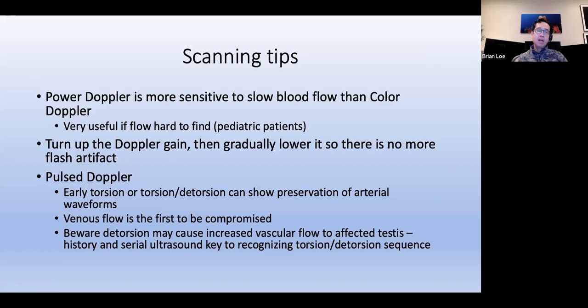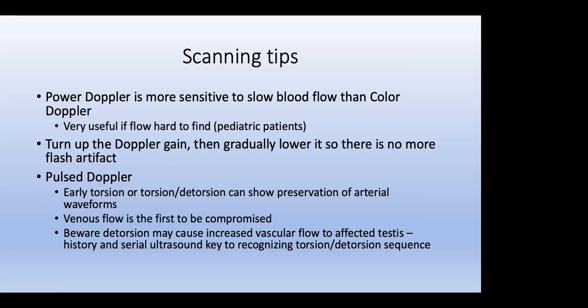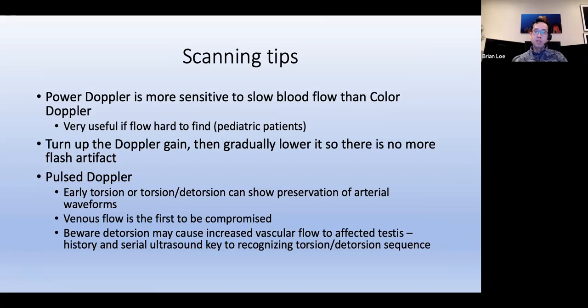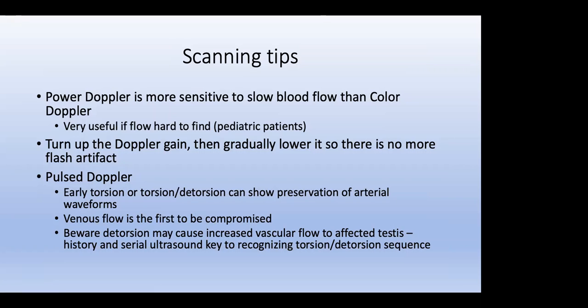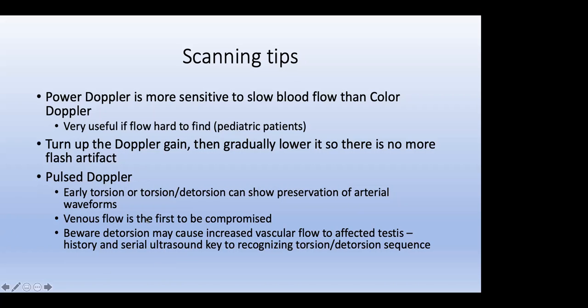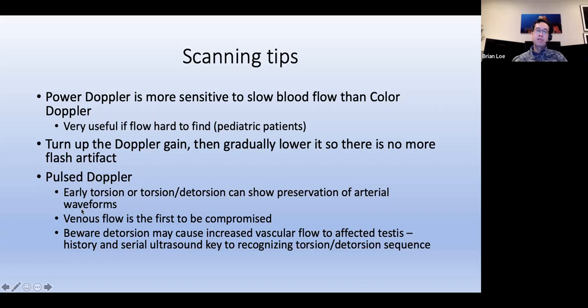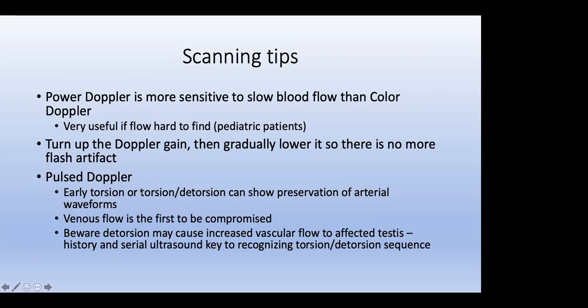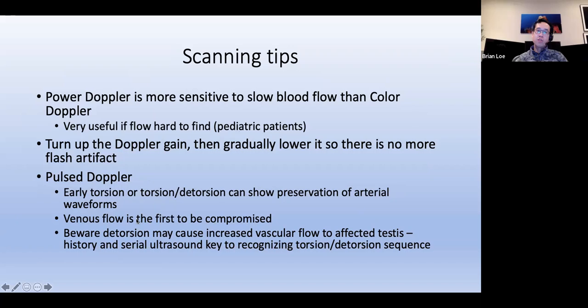We can see this preservation of those arterial waveforms when there is a torsion and detorsion component to this pain, or if the torsion is still very early. You can still see some arterial flow before the arterial system is compromised. The first vascular compromise is actually venous outflow. So in very early torsion, we can still see arterial flow, but venous flow is obstructed. So we have to be careful there.